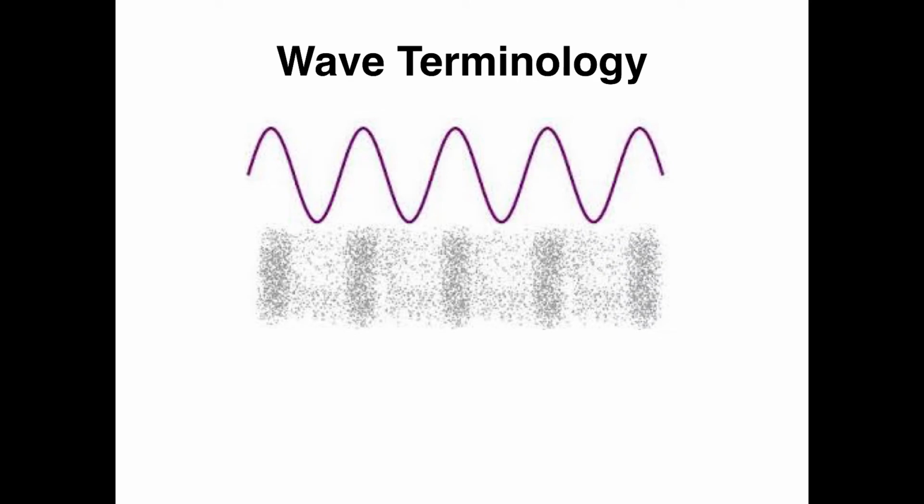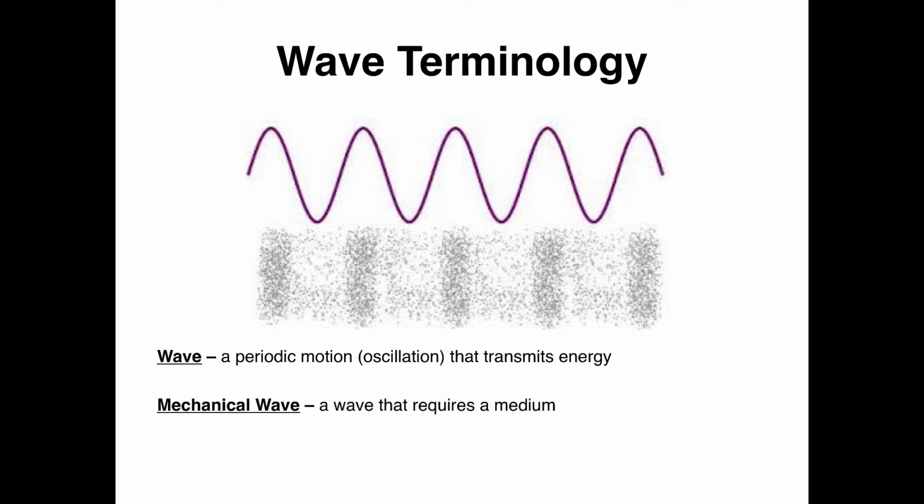So we need first of all to talk about the terminology. A wave is a periodic motion or oscillation that transmits energy. Now there are essentially two kinds of waves. There are mechanical waves, which are waves that require a medium to be transmitted, and then there are electromagnetic waves, which are waves that do not require such a medium.